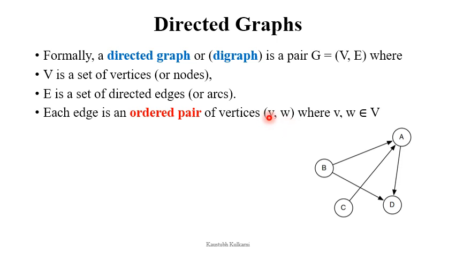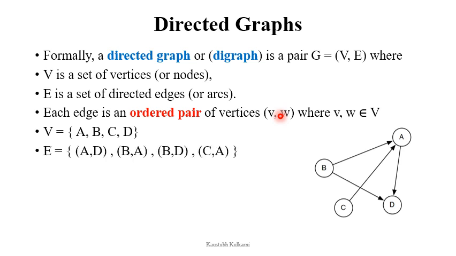That means the edge starts from V and it goes to W. V is the from vertex and W is the to vertex. In this graph, if we want to depict this graph using this notation, we'll draw it as AD because it is from A to D, from B to A, from B to D, and from C to A.